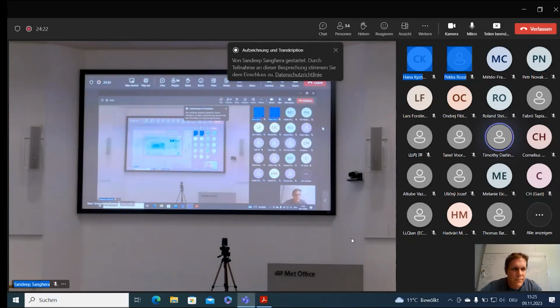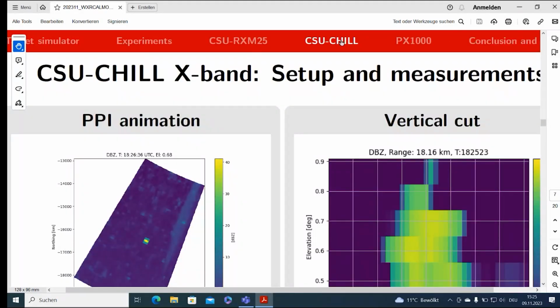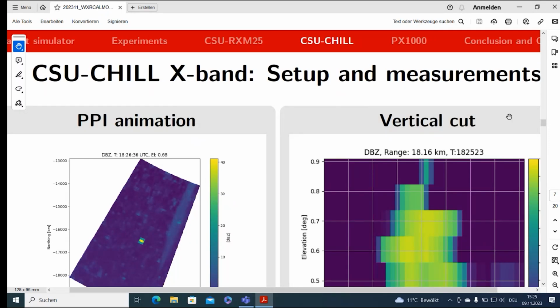Thank you very much, Marco Gabella. I have a question regarding the spectrum width. Yes. I think it was the CSU CHILL data. Yep. And the question is, what was the rotation speed of the CSU CHILL?